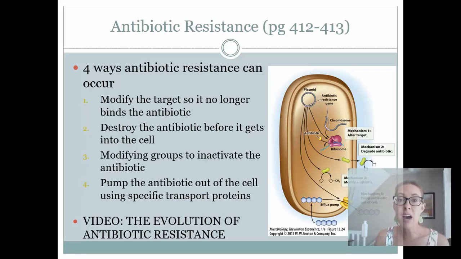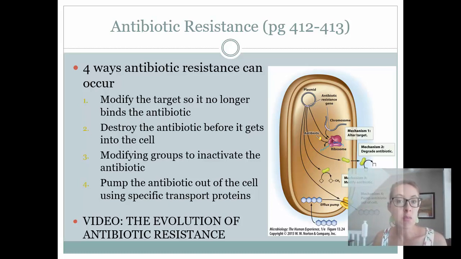All of these are going to come down to changes in the genetic traits of a cell. If a cell has a gene that gives it an advantage in the presence of an antibiotic, it will live during that exposure to the antibiotic, and it will pass on that mutation to subsequent cells that it makes. Okay, so there are 4 different general ways in which antibiotic resistance can occur. The first is that we can alter the target. We can modify the target. So when we have a drug that is looking for a specific structure within the cell, well, if we change that structure, the antibiotic can no longer find its target.